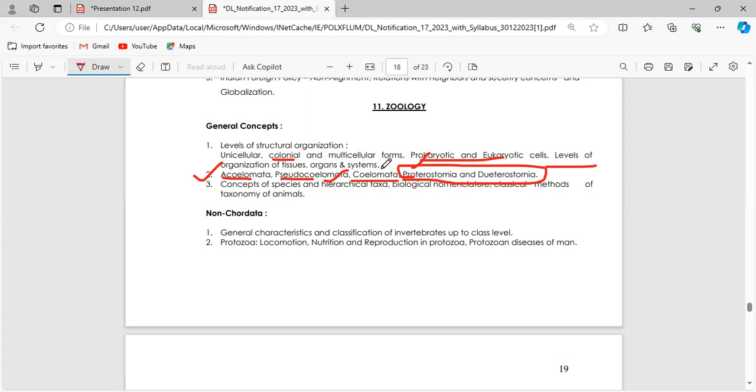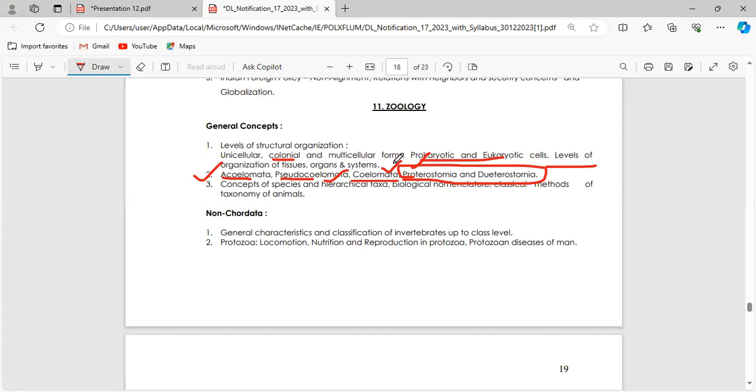In the same way, coelomates. What does coelomate mean? A well-developed body cavity is developed in these organisms. And what are all the phyla which are placed under these coelomates? And what are all the types of coelomates? Generally, there are two types of coelomates: schizocoelomate and enterocoelomate.